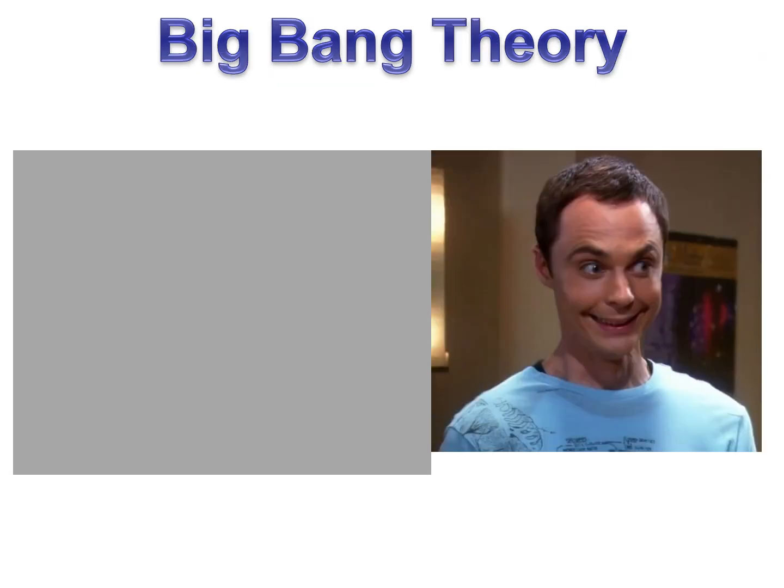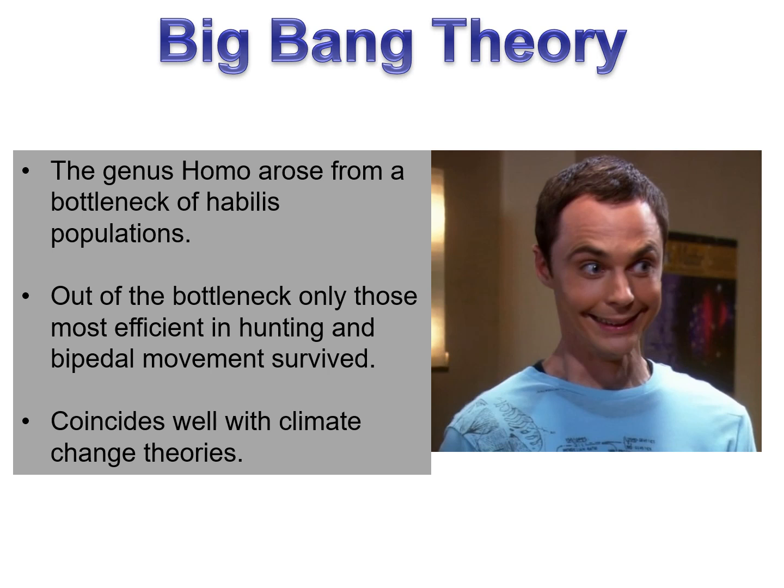So if we look at Swanscombe's Big Bang theory, it's basically saying that the genus Homo arose from a bottleneck of Homo habilis populations, right? Whether it was due to disease or, as she claims, through climate change. So out of that bottleneck of populations, only those most efficient in hunting and bipedal movement survived, right? So she's really saying that's what led to the development of Homo erectus. And it does coincide well with the notions of how the climate was rapidly changing at that time.